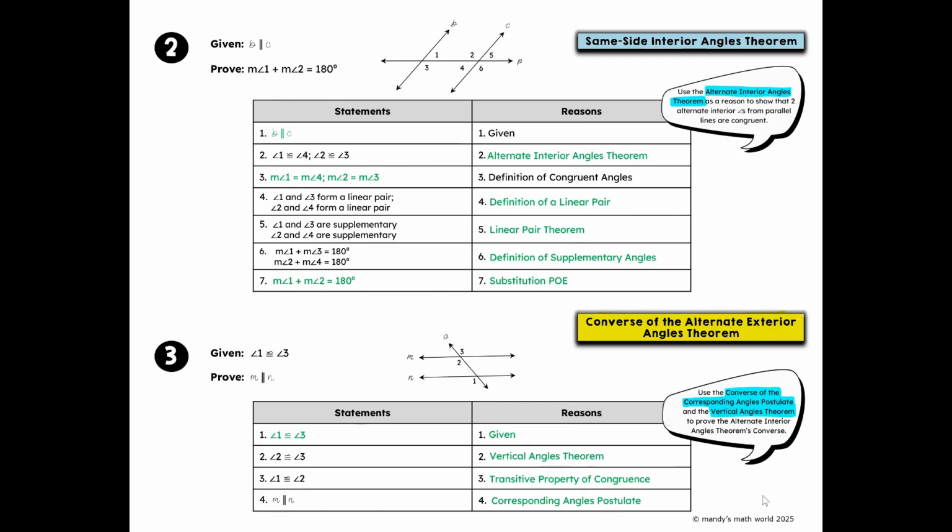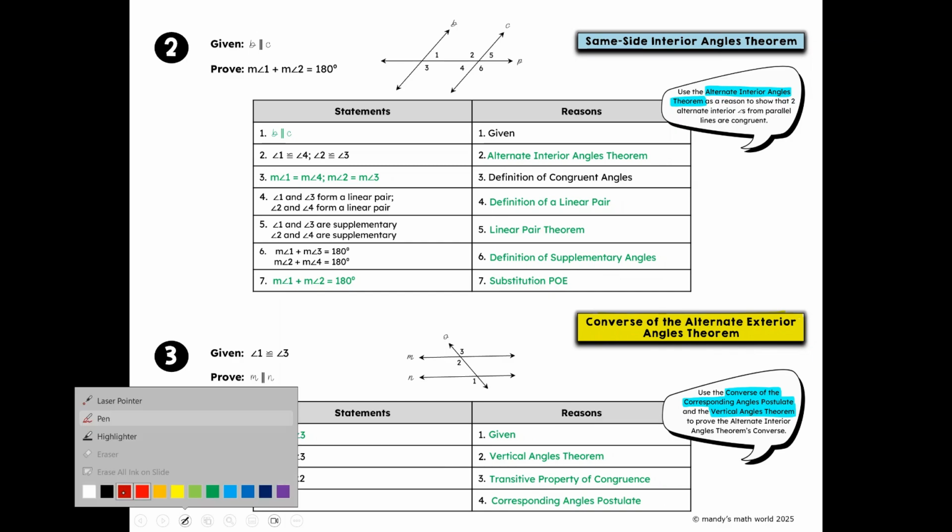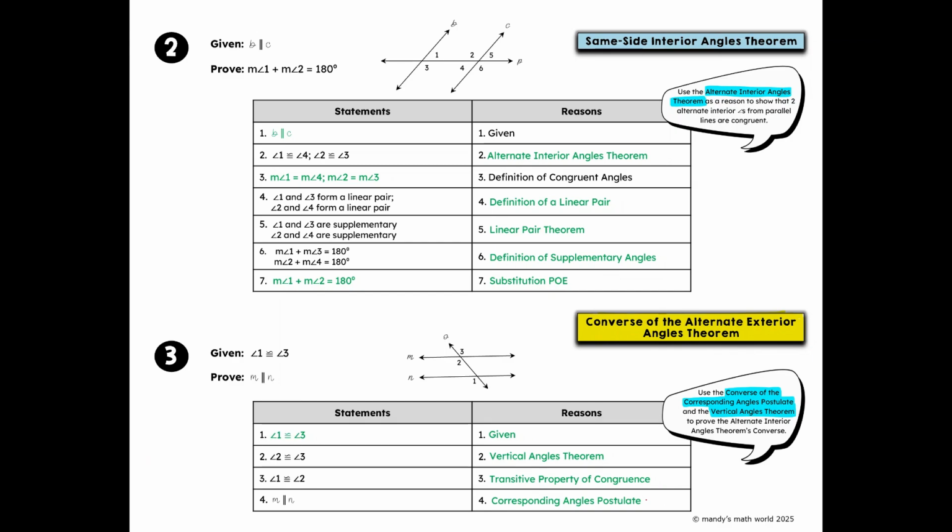And that should say that. Converse of the corresponding angles postulate. This right here, let me see if I can fix it. This is postulate, converse. Okay, so make sure you write that down. Corresponding angles postulate's converse, right? Because we're proving lines are parallel, we need to use the converse of the corresponding angles postulate.